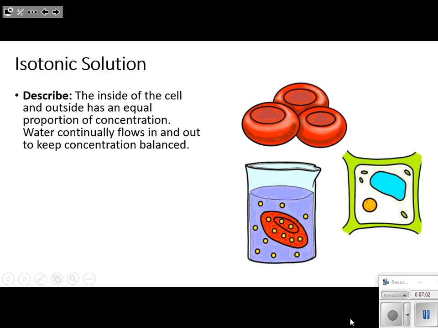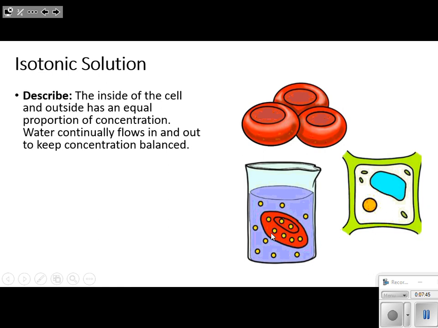Water will be continuously flowing in and continuously flowing out, but it's flowing in and out at equal amounts. Therefore, the concentration is still balanced. We still have a movement of water from outside to inside and from inside to outside the cell, but they're moving at the same rate. Therefore, we have consistent water flow in and out.